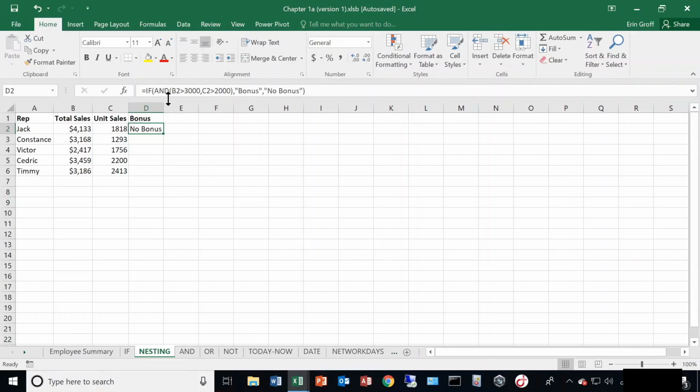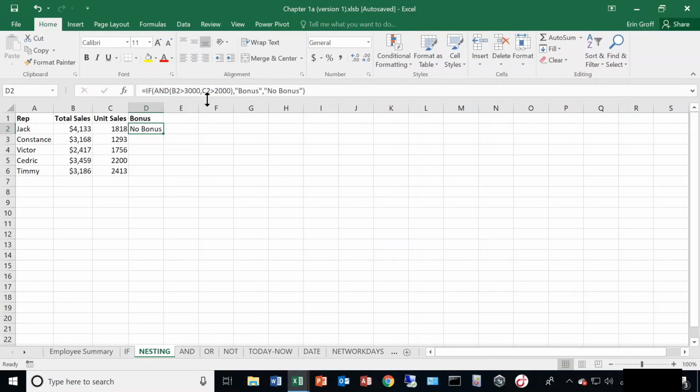So remember, for nested functions, again, you're always working from the inside out. So we need to find the value of this AND function. So is B2 greater than 3,000? B2 is $4,133, so that is a yes. That returns a true value.